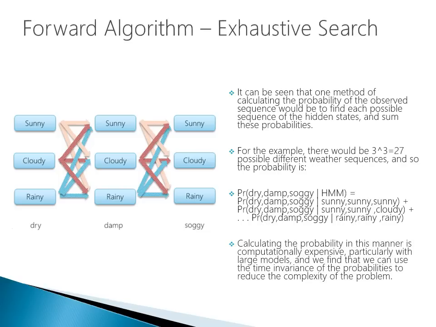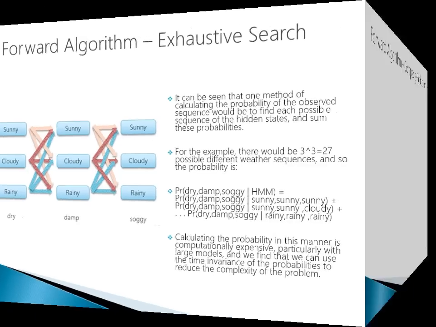Calculating the probability in this manner is computationally expensive, particularly with large models, and we can find that we can use the time invariance of the probabilities to reduce the complexity of the problem. So computational efficiency when working with this machine learning algorithm and this technique is going to be very important. And so the algorithms that we're going to dive into help to resolve some of these issues in a very elegant way.